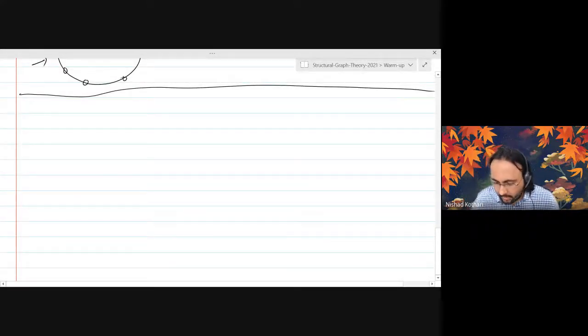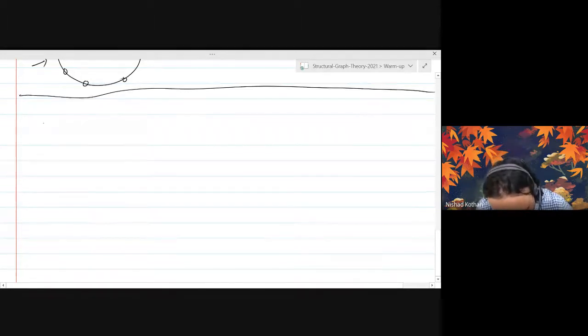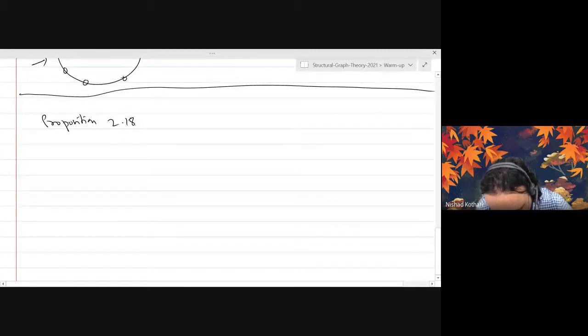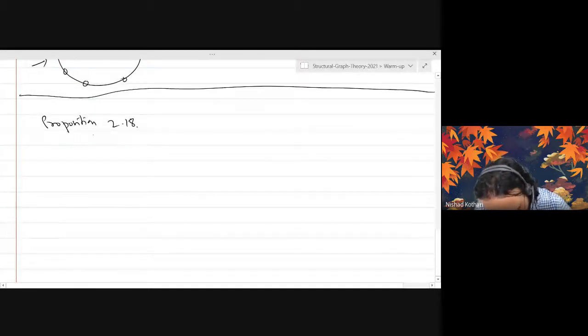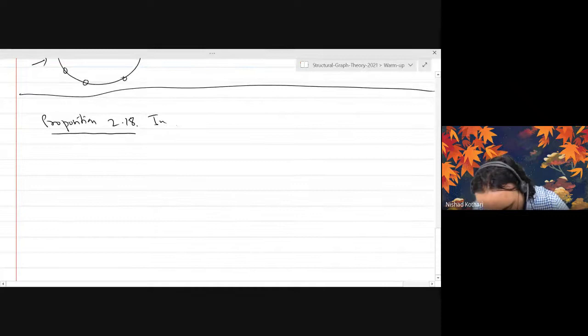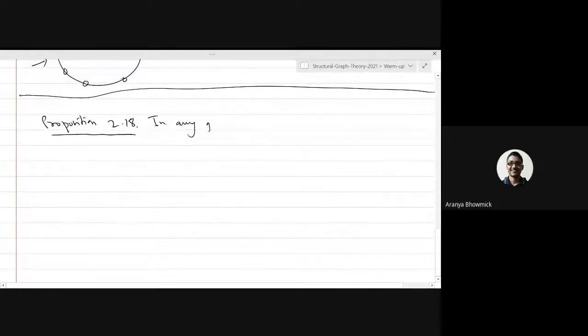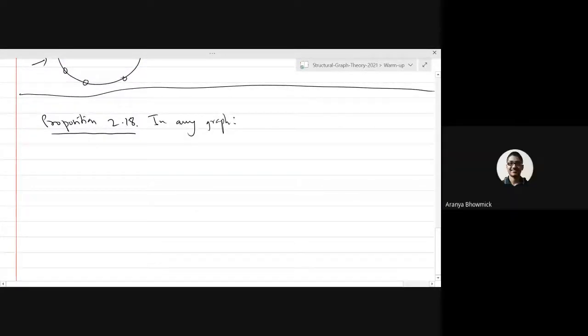So let's write down a proposition. This is proposition 2.18 in Bondy-Murty. In any graph, Sir, I have a question. Yes, go ahead. So we know that every cut intersects any cycle in an even number of edges.